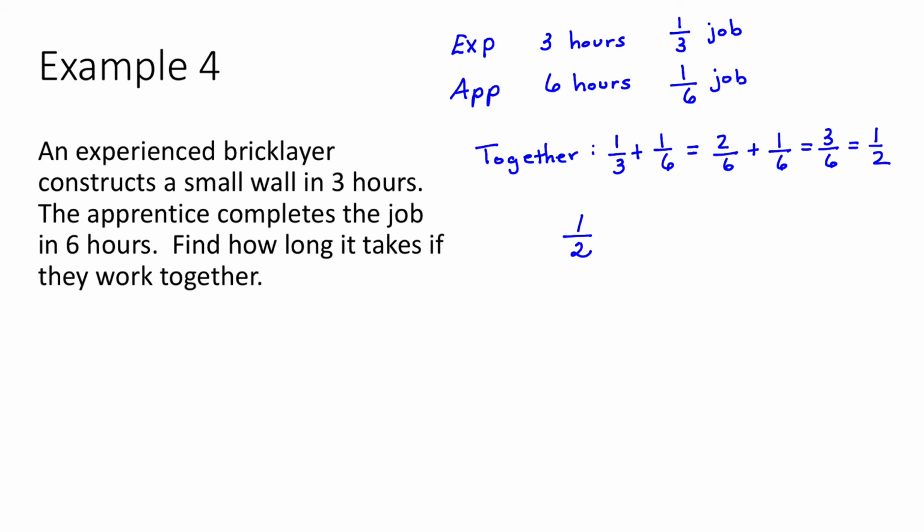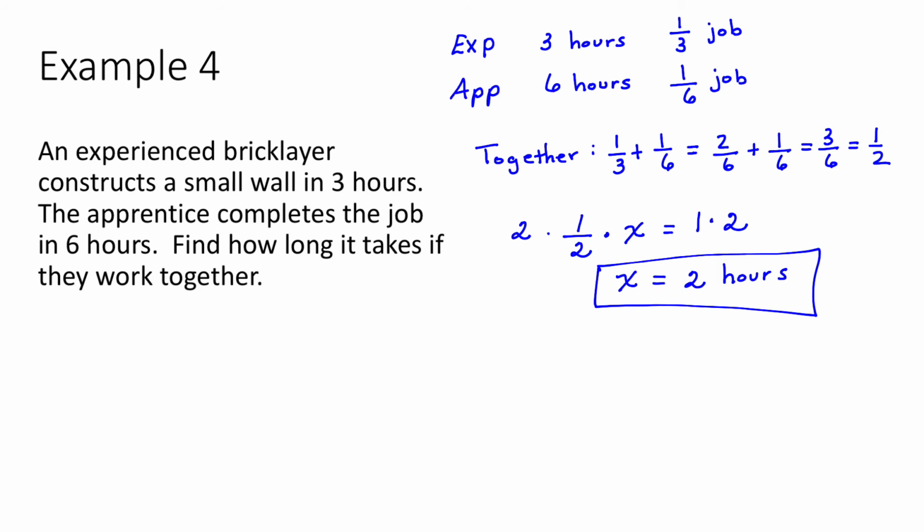So if they get half of the job done every hour, 1/2 times the amount of time it would take them is going to equal 1 job. So all I have to do is multiply both sides by 2, and x is equal to 2. And that was in hours, so we say x equals 2 hours. That's my final answer.